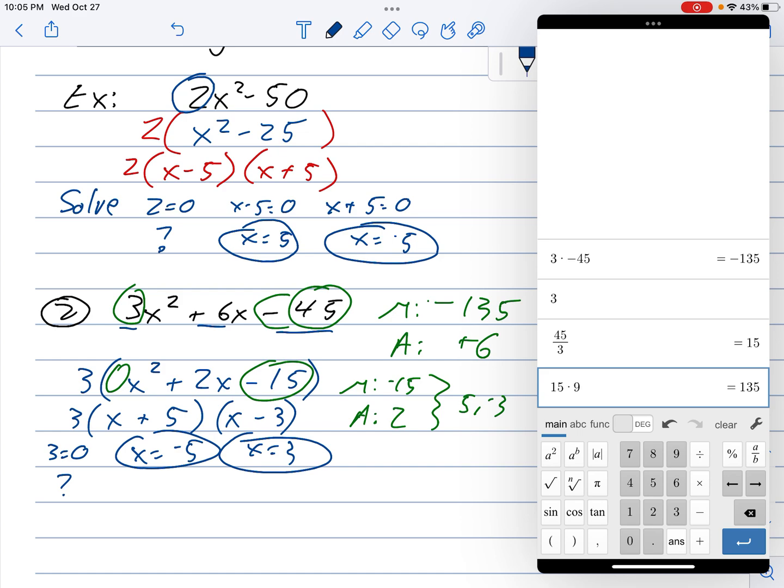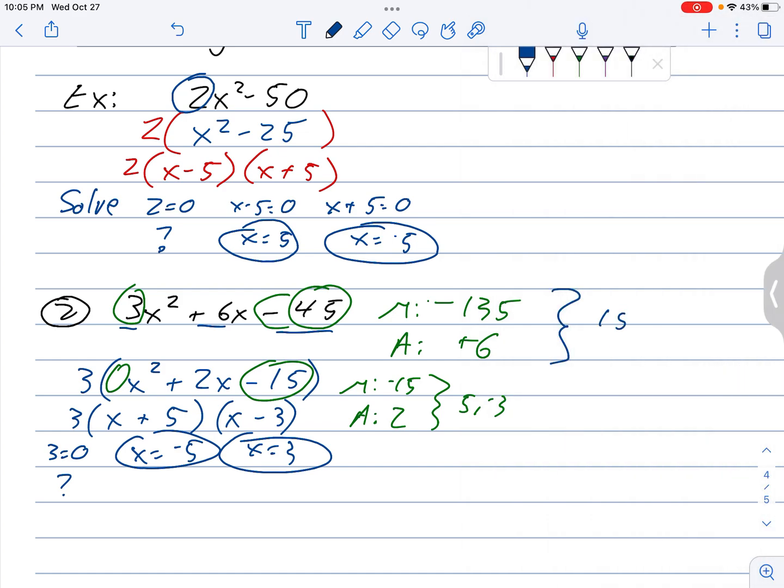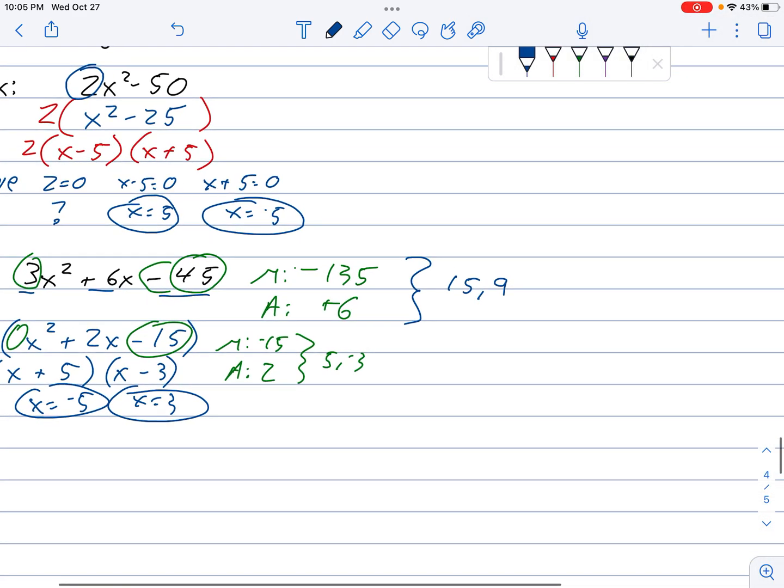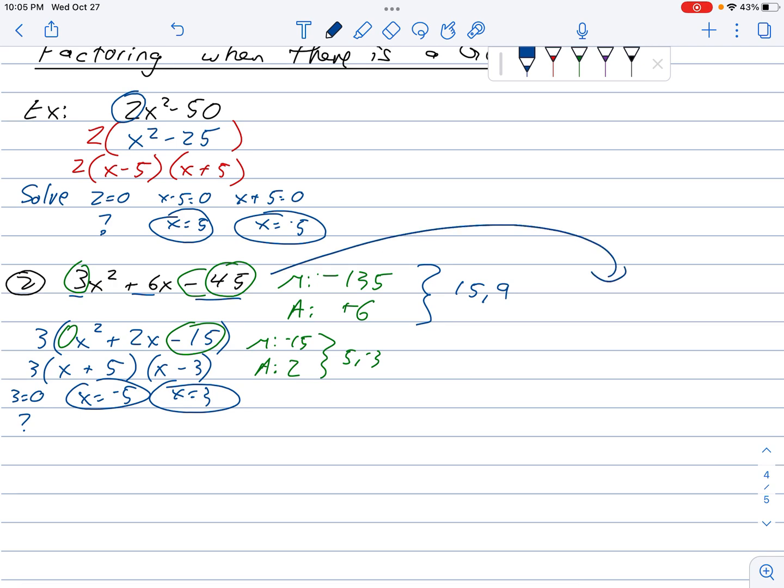15 times 9 would give me 6. So this would be 15 and 9. If I were to do this out, I should get the same answer: 3x squared plus 15x minus 9x minus 45. Right? So obviously I did it the shorthand way by taking out a GCF very quick.